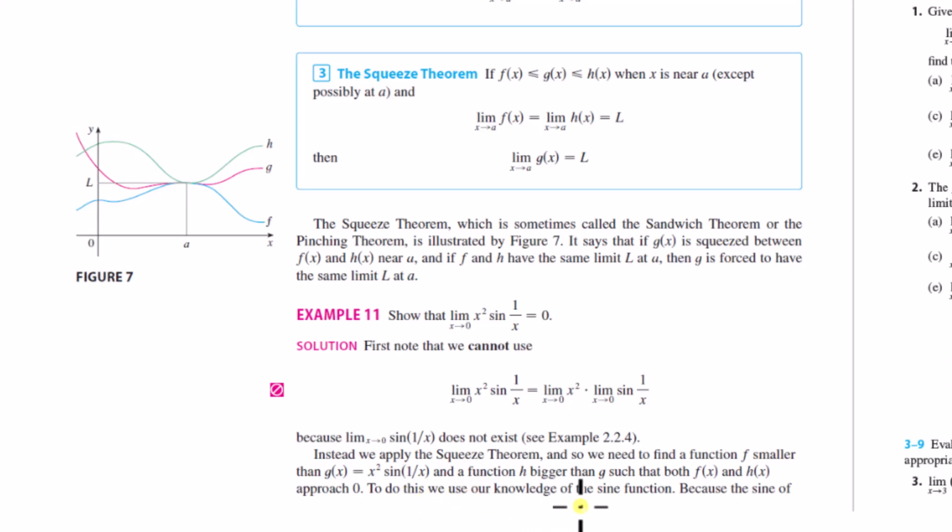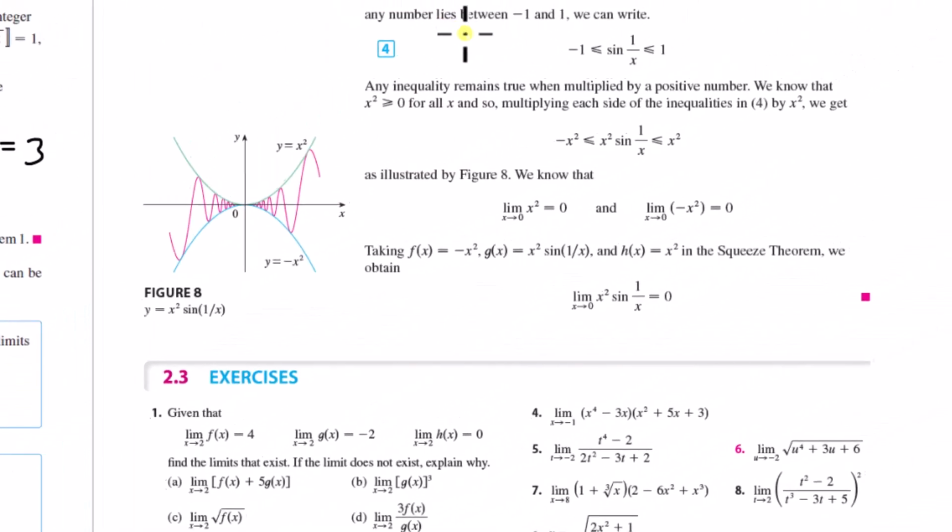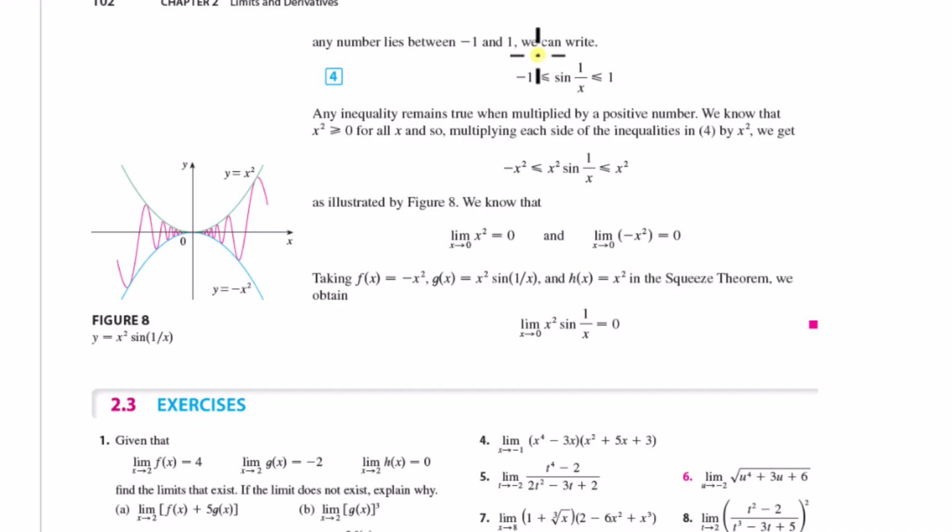To do this, we use our knowledge of the sine function. Because the sine of any number lies between -1 and 1, no matter what x is, as long as you're in the domain of 1 over x, the sine of 1 over x always evaluates to something between -1 and 1. Now, any inequality remains true when multiplied by a positive number. Remember, if you multiply all parts of the inequality by a negative number, or divide, then you need to flip the inequalities. But if you multiply or divide everything by a positive number, the inequality doesn't change.